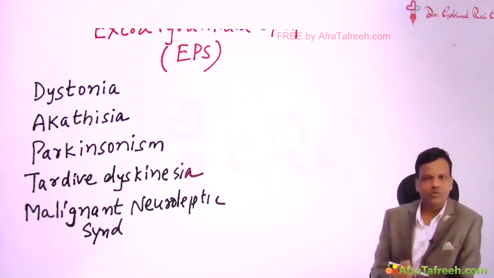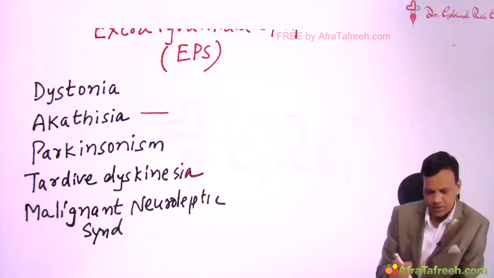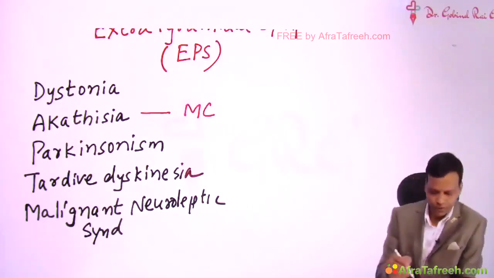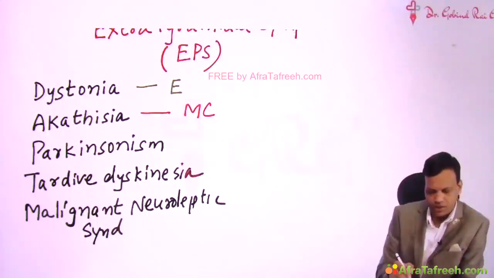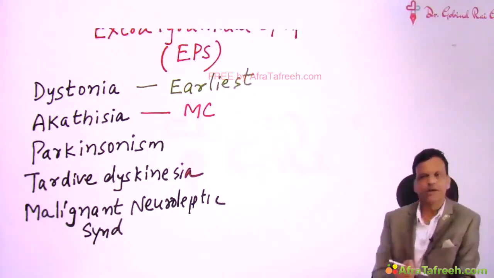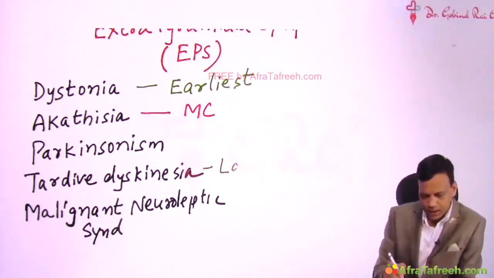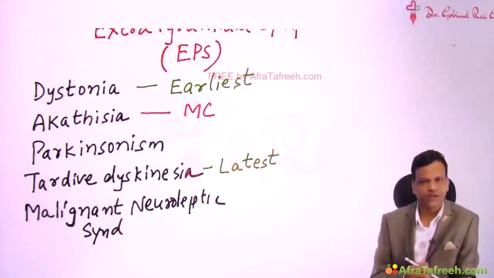Special points to remember about these drugs: the most commonly seen extrapyramidal symptom is akathisia. Akathisia is the most common extrapyramidal symptom. Then the earliest extrapyramidal symptom to appear is muscular dystonia. It can appear even after a few hours of giving haloperidol-like drugs. Then the latest to appear, seen after many years of use, is tardive dyskinesia.